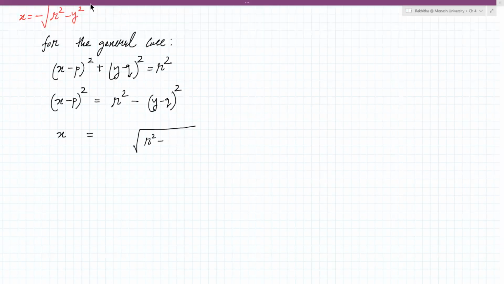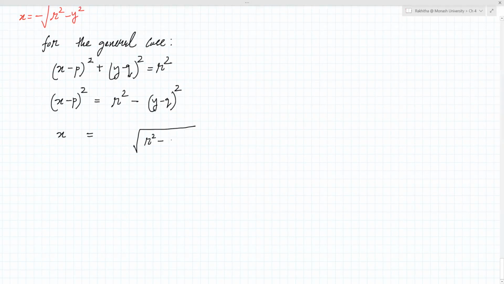whole thing squared, plus and minus, right? Plus and minus. Then this p you have to bring to the right hand side. So minus p becomes positive p. So the answer would be that. Okay. So in this situation, you have two solutions. The first solution, the positive solution, would be this.